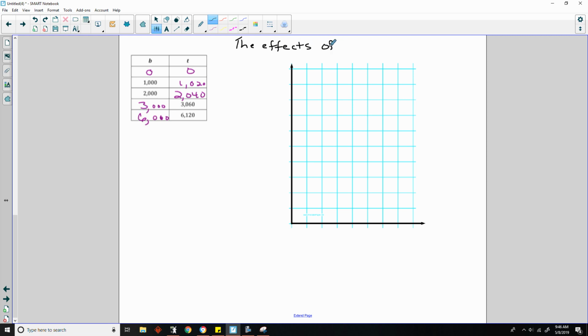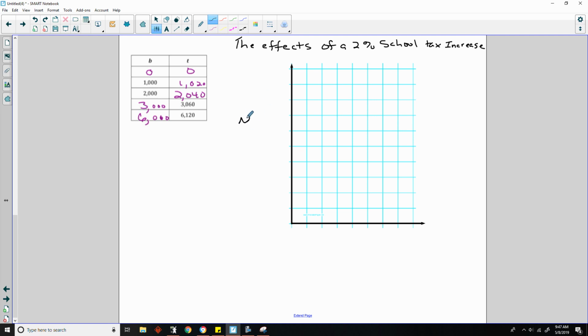I want to label my graph, and this is the effects of a 2% school tax increase. Okay, a little messy there. Always label your graph. Okay, the effects of a 2% school tax increase.